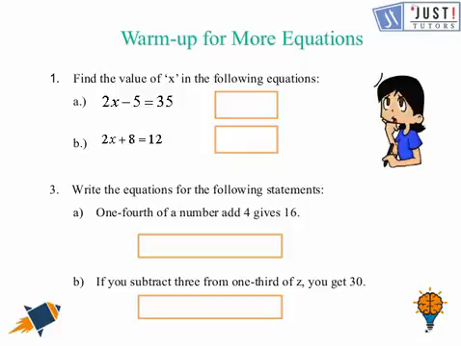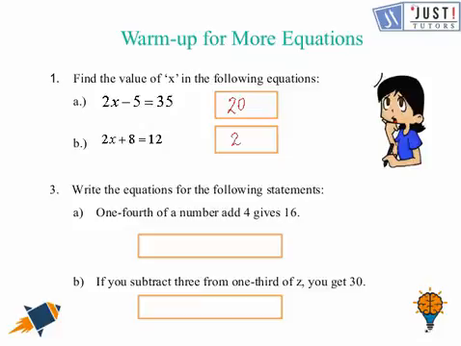Question number 1. Find the value of x in the following equations. Part A. 2x take away 5 is equal to 35. If we try to solve the equation for x, the answer would be 20. Part B. 2x add 8 is equal to 12. For this, the value of x is going to be 2.